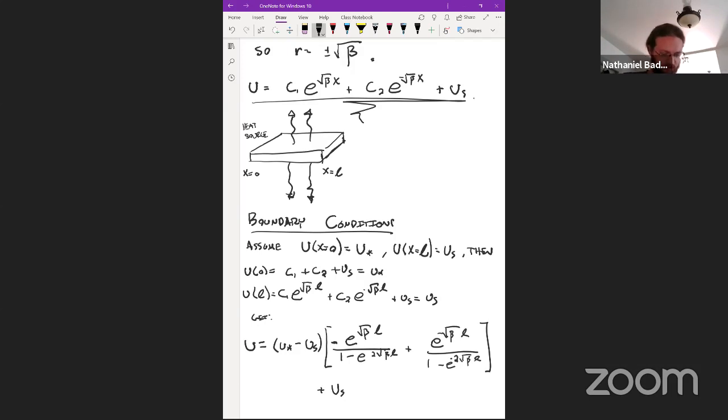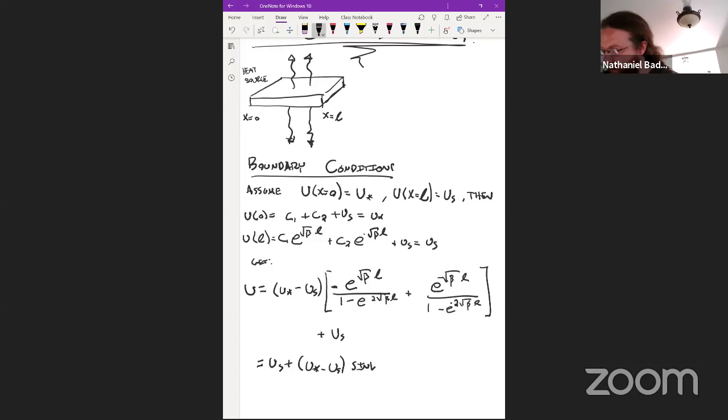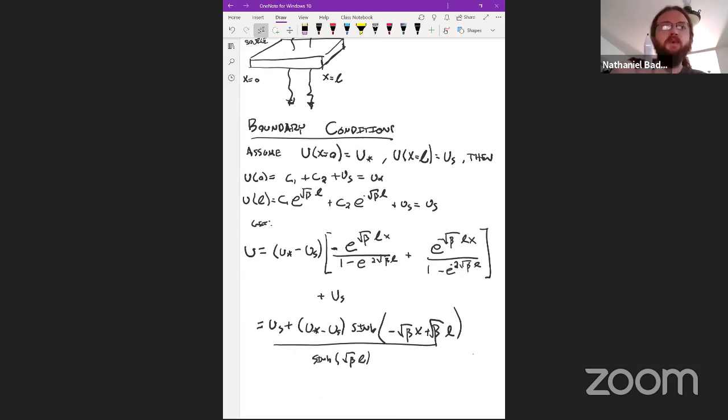And let me just state what that is. This is us plus u star minus us times hyperbolic sine of minus root beta x plus root beta L, all divided by hyperbolic sine root beta L.